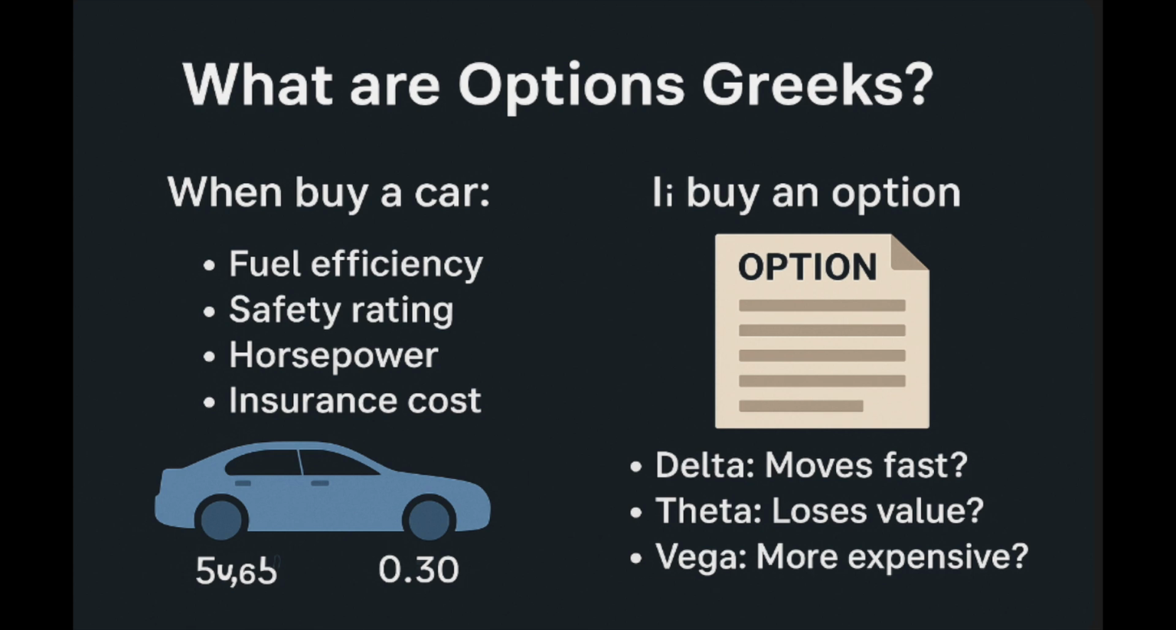Options are the same. The Greeks are like the performance stats of an option. They don't just tell you how much it costs, they tell you how the option will behave while you're holding it. Will it move fast when the stock price moves? That's delta. Will it lose value every day? That's theta. Does it get more expensive in wild markets? That's vega. If you don't understand the Greeks, you're basically buying a car with no clue how it drives. So let's break it down simply, clearly, and from a buyer's point of view.